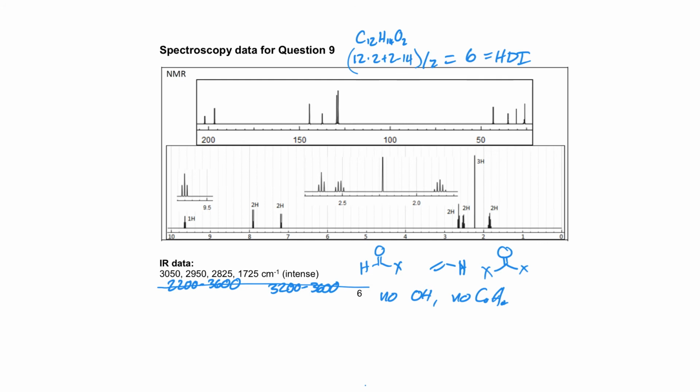The next question was how many chemically unique carbons are present in the molecule? We need to look at the carbon NMR spectrum. That's right here. We just need to count the lines. 1, 2, 3, 4, 5, 6, 7, 8, 9, 10. So there were 10 chemically unique carbons, and that is out of 12, so we know we have some degree of symmetry here.